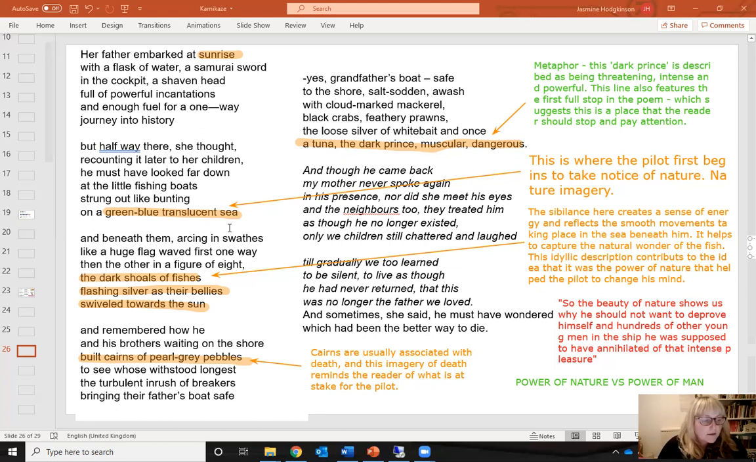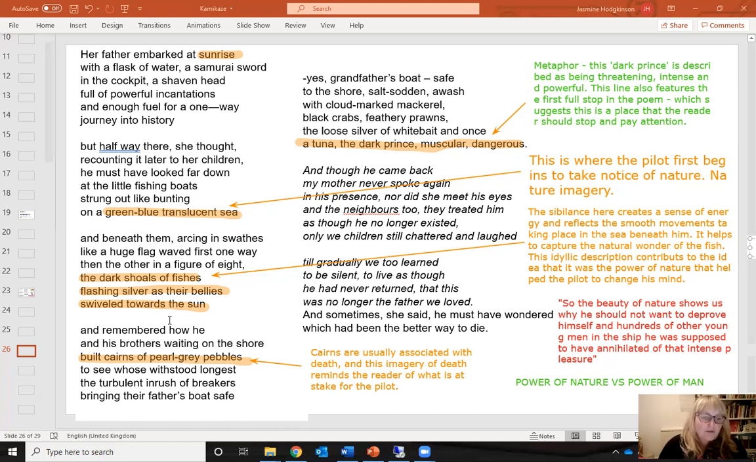The next part I'm going to look at is in the fourth stanza here, where it says, built cairns of pearl grey pebbles. You will remember from looking back at the dictionary that a cairn is a pile of pebbles, okay, normally used to mark something. And often these cairns are actually built in order to commemorate death, and they are signs that somebody has died. As I've put here, cairns are usually associated with death, and this imagery of death reminds the reader of what is at stake for the pilot, making that link back to death.